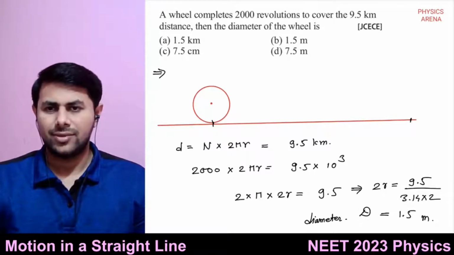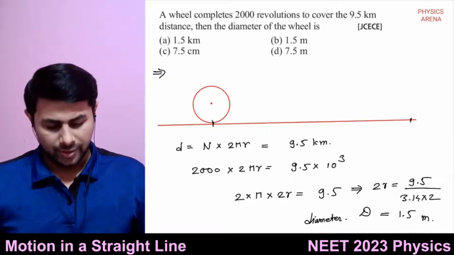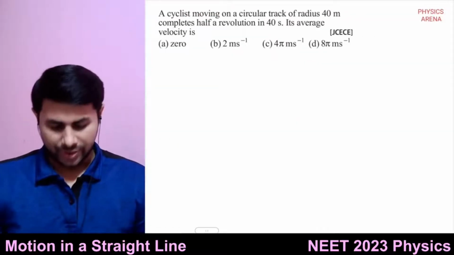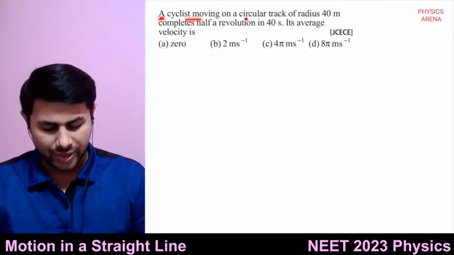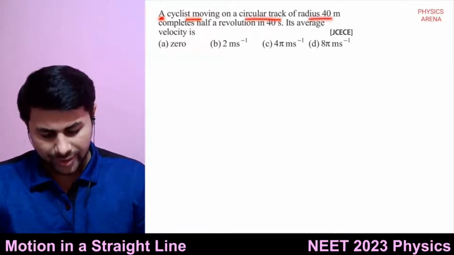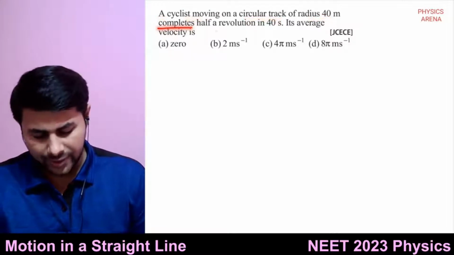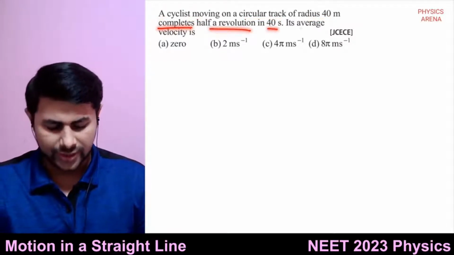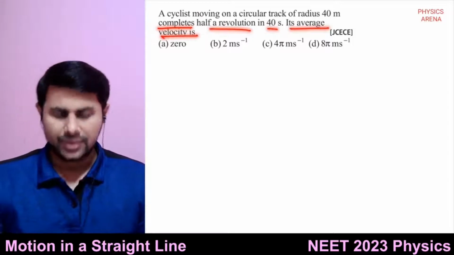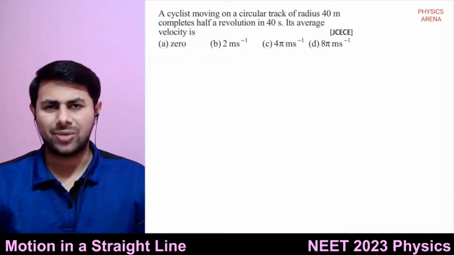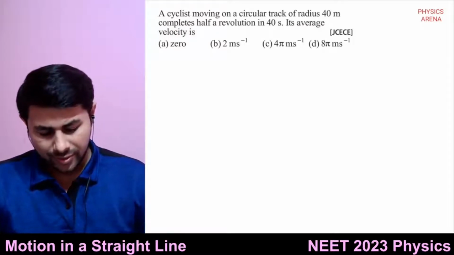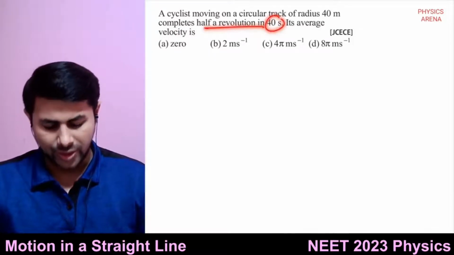Understood everybody? Yes, sir. Okay. Let's move on to the next question. So next question is, a cyclist moving on a circular track of radius 40 meters completes half revolution in 40 seconds. Its average velocity is. So can you tell me what would be the average velocity of a cyclist who covers half revolution in 40 seconds?